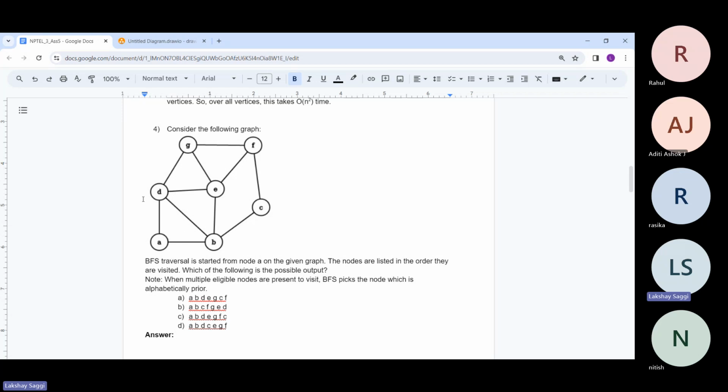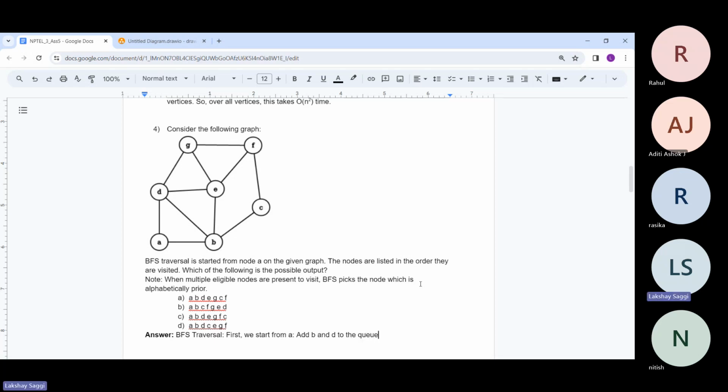So first we start from A. How does the BFS traversal look? As we start from A, we'll see the neighbors of A. Neighbors of A here are B and D. There are only two neighbors of A. So we'll be adding B and D to the queue.